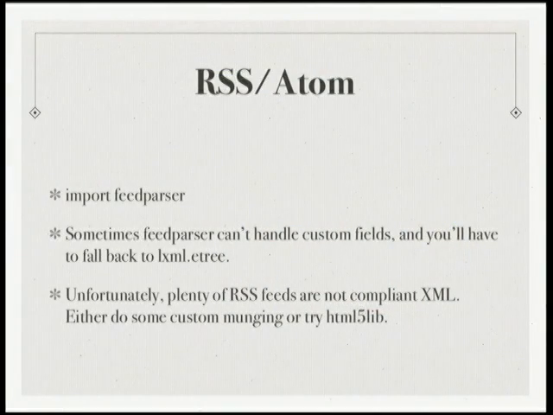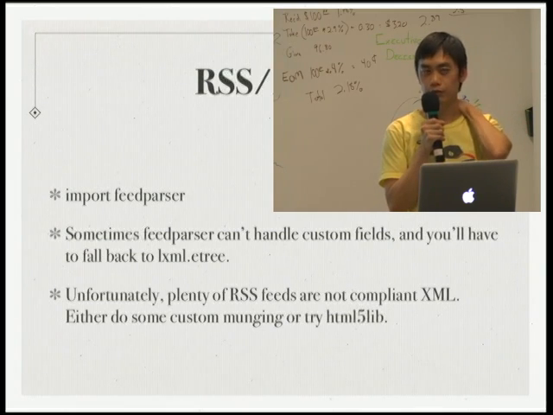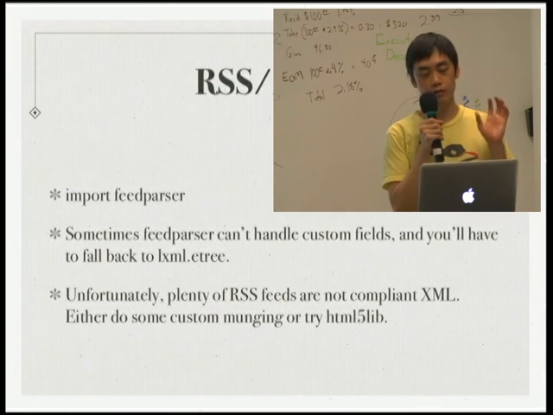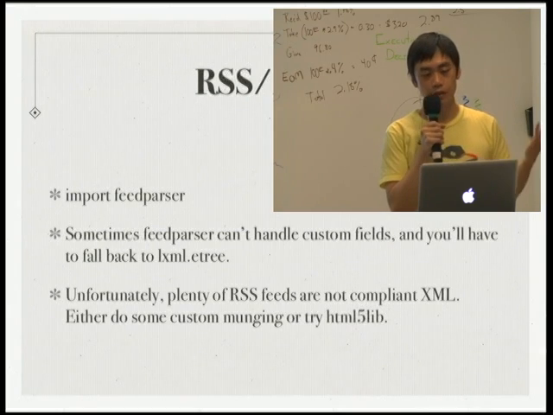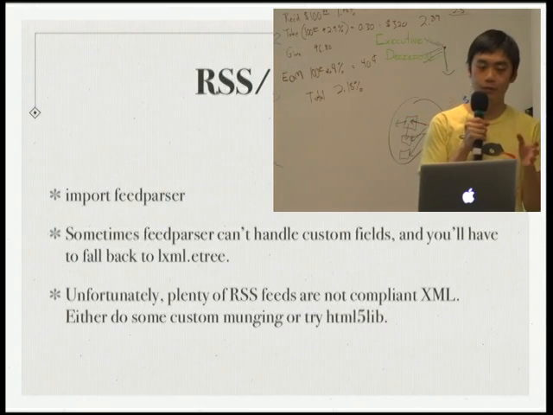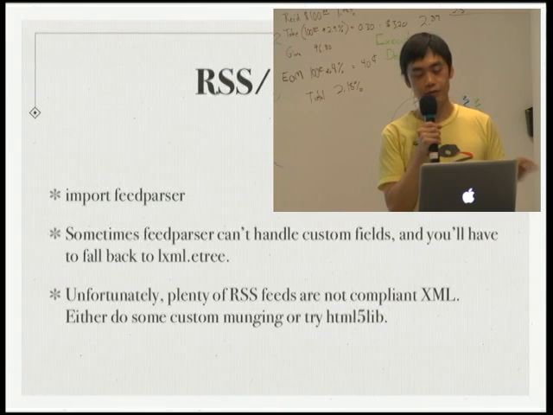RSS Atom, this is also really simple. Just use feed parser. Unfortunately, feed parser internally uses Beautiful Soup, I believe, and Beautiful Soup is kind of an aging library. There are some cases where it just fails, especially if the RSS feed contains custom fields. And there's also the really super annoying problem of RSS feeds not being actually compliant XML. Beautiful Soup handles that case fairly well, but when you're not using feed parser, it's really annoying.